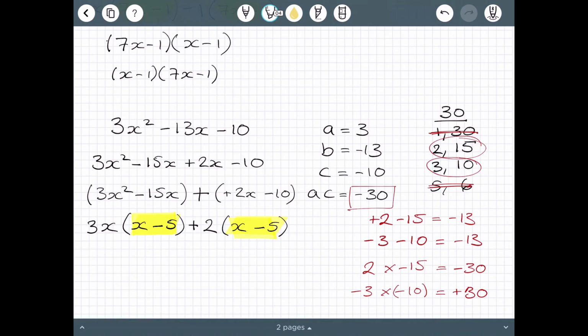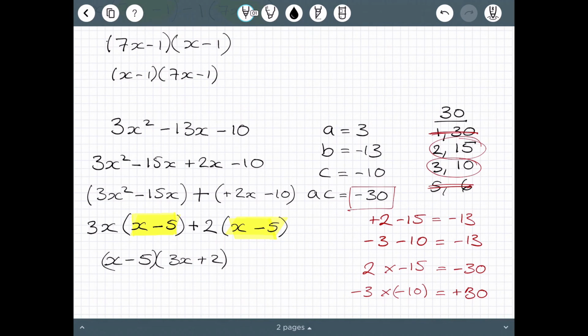So we can now write down our final answer. So x minus 5 and 3x plus 2. Okay. So we can see here that we've got x minus 5 and 3x plus 2. And we chose 2 and negative 15. Not quite as straightforward as going to the final answer.